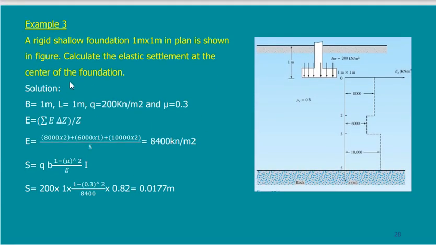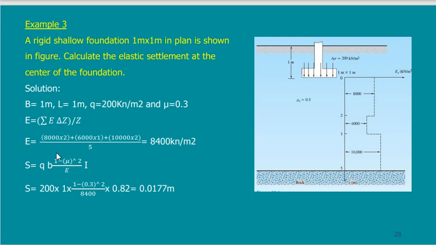This is an example. A rigid shallow foundation, and this is the dimension of it in plan, is shown in the figure. Calculate the elastic settlement at the center of the foundation. So I need the settlement at the center of the footing, and here it is. I have different values for E. I have a specific value for this, and then here another value, and here another value.